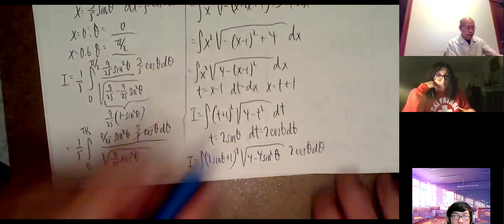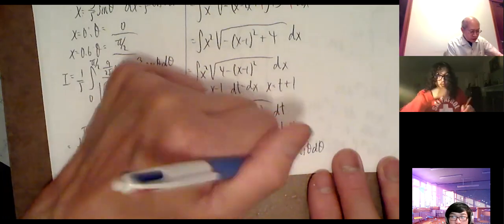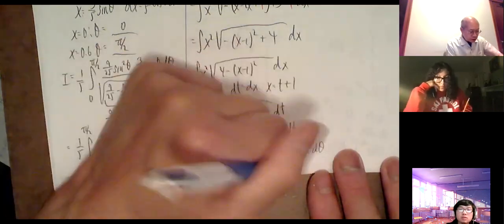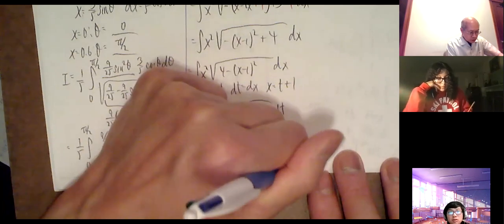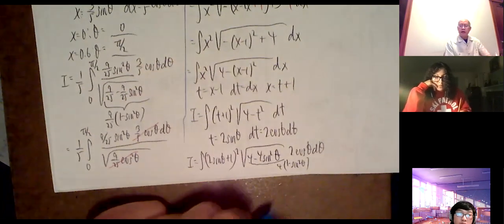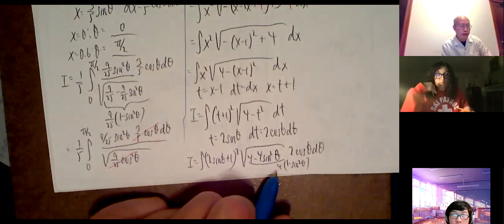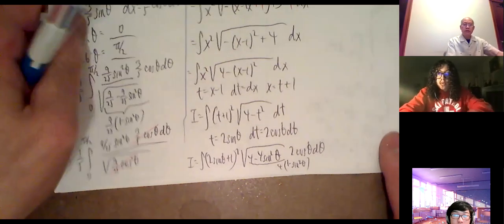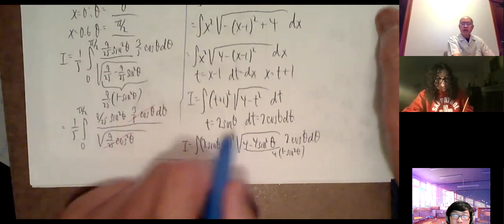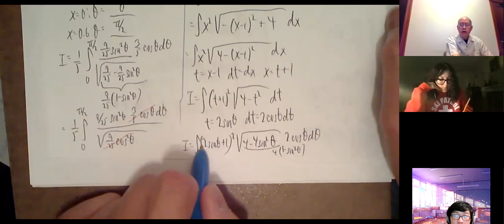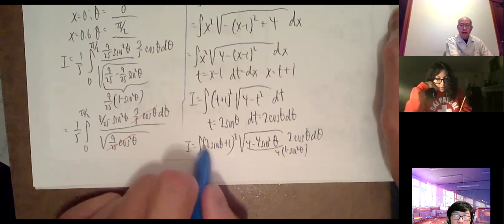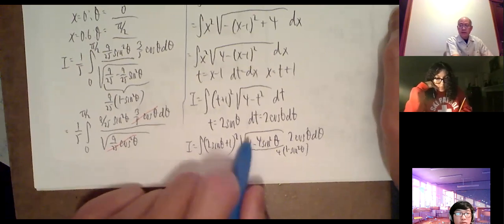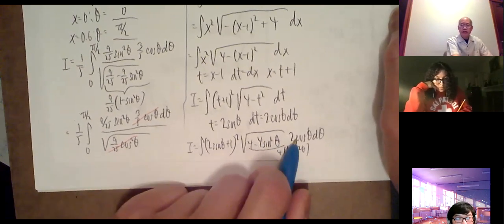And I reached the bottom of my paper. But this is 4 parentheses 1 minus sine squared theta. So we know that's going to be 4 cosine squared theta, right? Okay, so I've got to use another sheet of paper. Sorry. But I'm going to square that as what? 4 sine squared theta plus 4 sine theta plus 1 times this stuff times 2 cosine theta d theta.